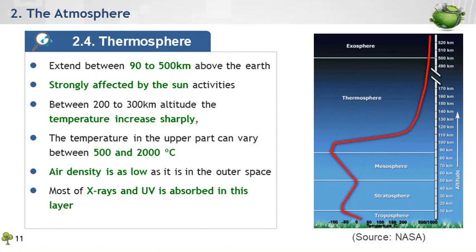The air temperature at the uppermost part of this layer can be as hot as 500 degrees Celsius to about 2000 degrees Celsius. Air density in this layer is very low as it is almost in the outer space of the Earth's gravitation. Most short-wave radiation such as UV and X-ray is absorbed in this layer of the atmosphere.